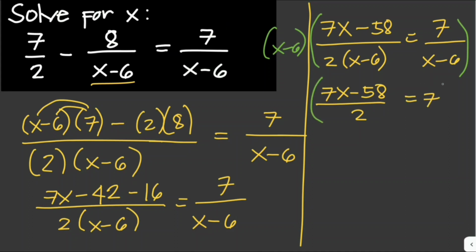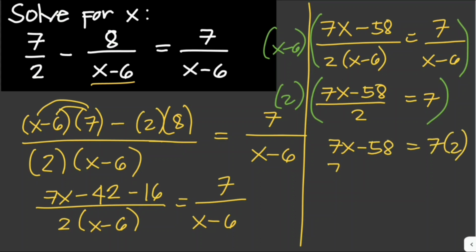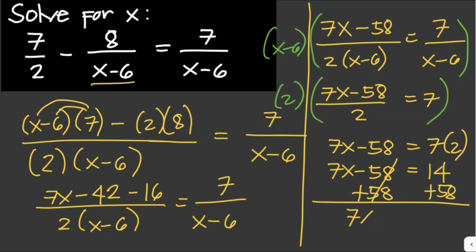And then we multiply both sides by 2. We have 7x minus 58 equals 7 times 2. So 7x minus 58 equals 14. And adding 58 to both sides, we have 7x equals 14 plus 58, which is just equal to 72. Solving for x, divide both sides by 7. Therefore, the value of x is just equal to 72 over 7.